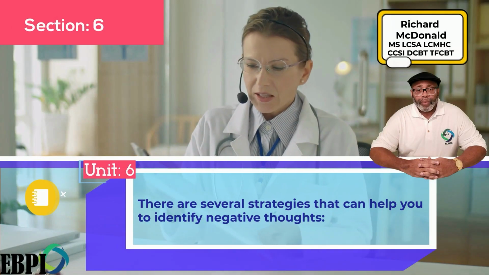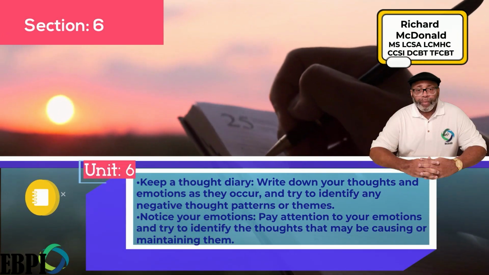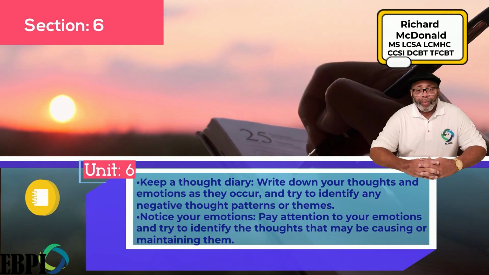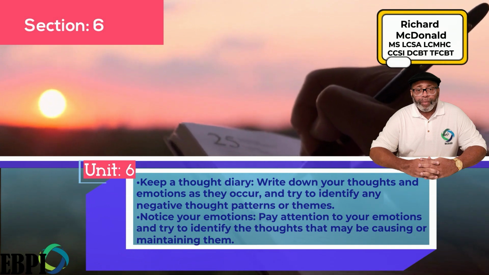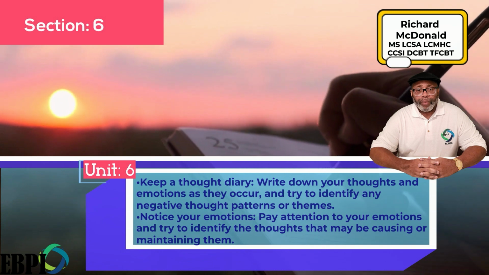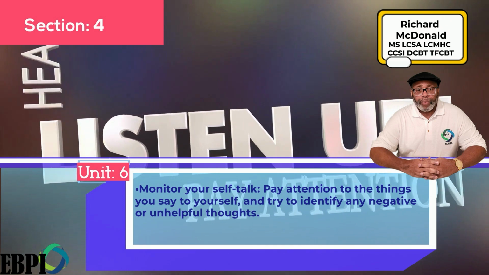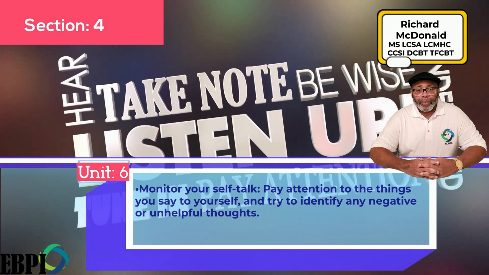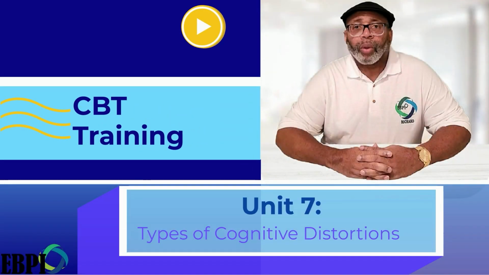There are several strategies that can help you to identify negative thoughts. Keep a thought diary. Write down your thoughts and emotions as they occur, and try to identify any negative thought patterns or themes. Notice your emotions. Pay attention to your emotions and try to identify the thoughts that may be causing or maintaining them. Monitor your self-talk. Pay attention to the things you say to yourself and try to identify any negative or unhelpful thoughts.